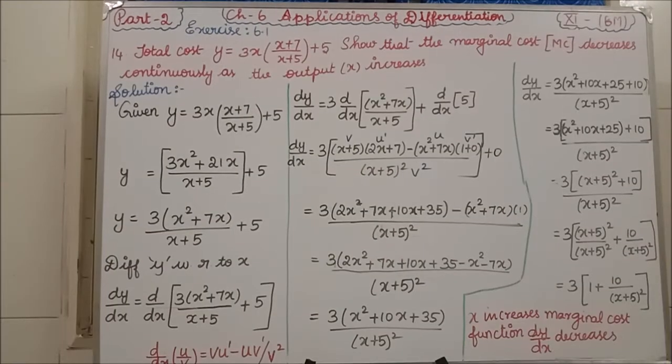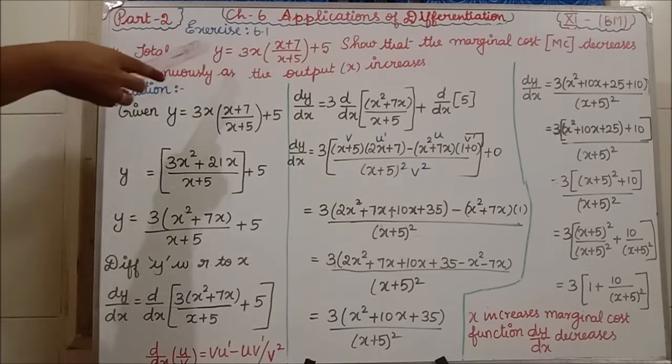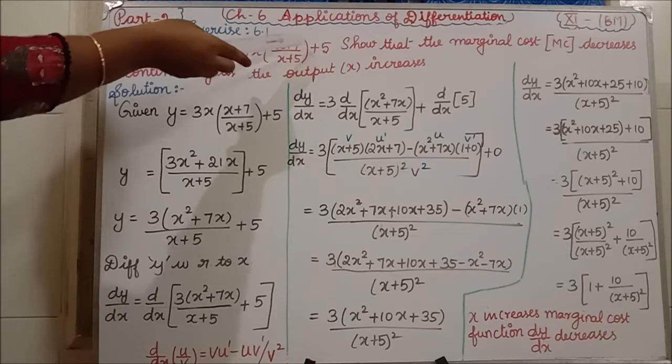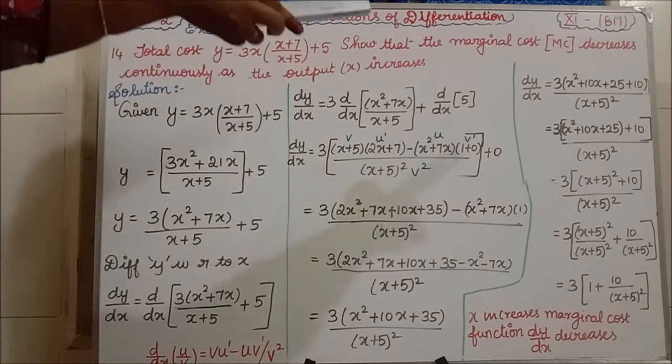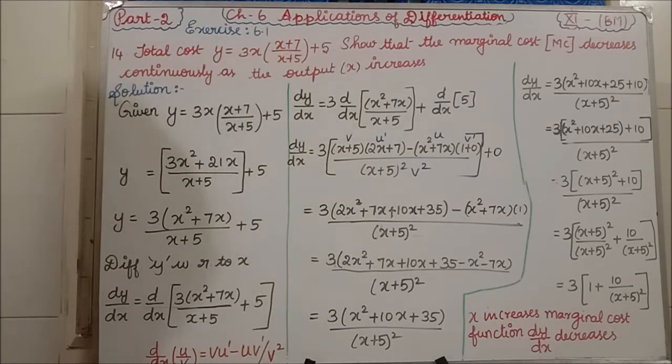Yes. Hence, we are now going to see the 14th question. Now see the question. I have written the question in short form. Now read the full question. Total cost function y for x units is given by y equal to 3x, x plus 7 divided by x plus 5, plus 5. Show that the marginal cost decreases continuously as the output x increases.